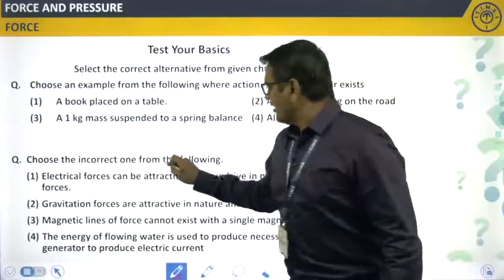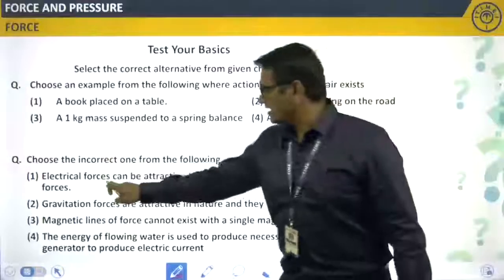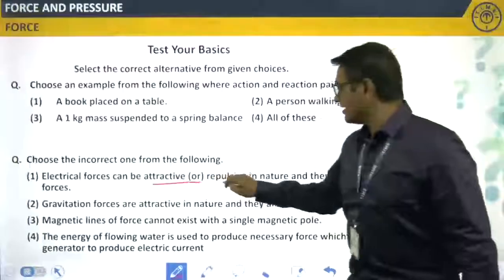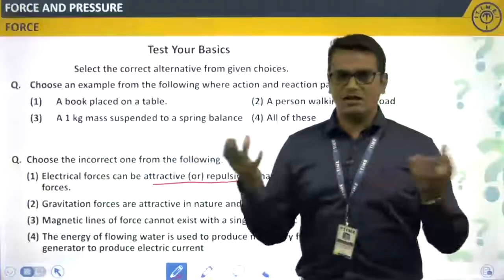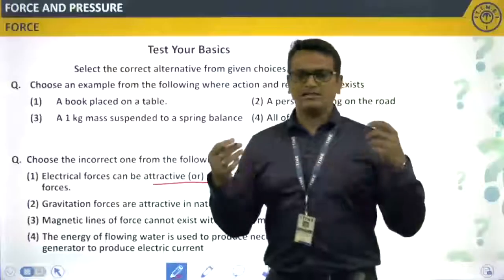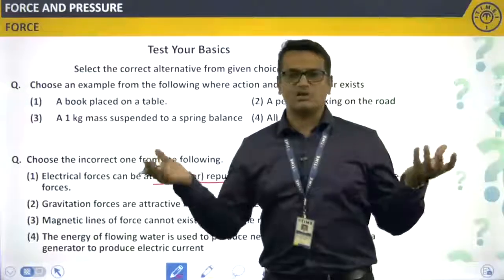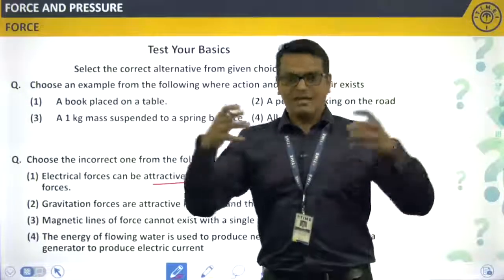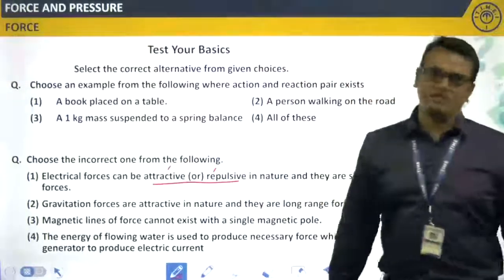Choose the incorrect one from the following. So you have to select the incorrect one. Let's see the first one. Electric forces can be attractive or repulsive. That's right. If there is a like and unlike charges, they'll attract each other. If there is a plus or minus charge, they'll attract each other. If there is a charge and uncharged body, they'll attract each other. If there are 2 like charges, they'll repel. So that means there is attraction as well as repulsion, right?